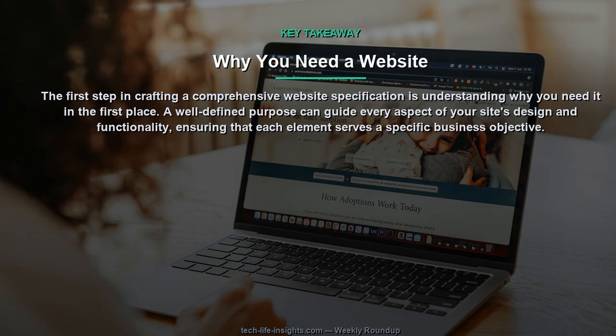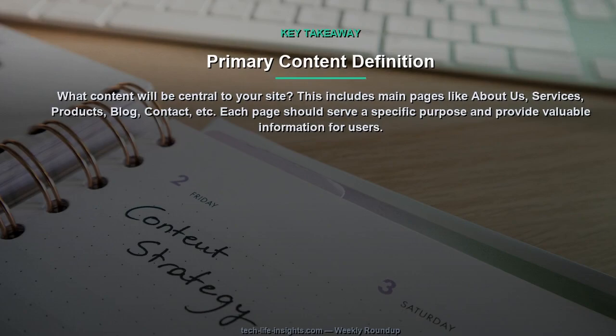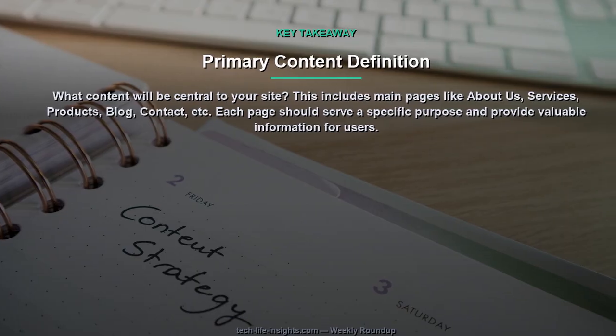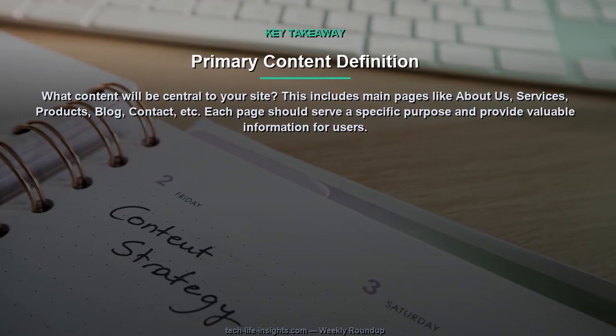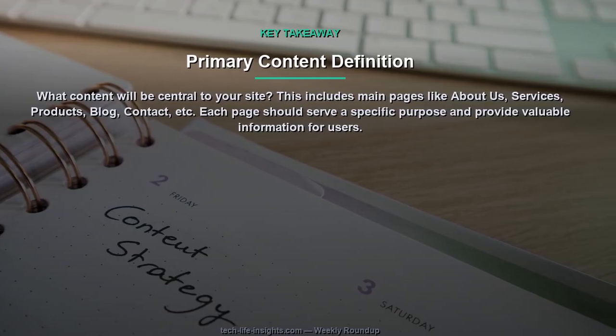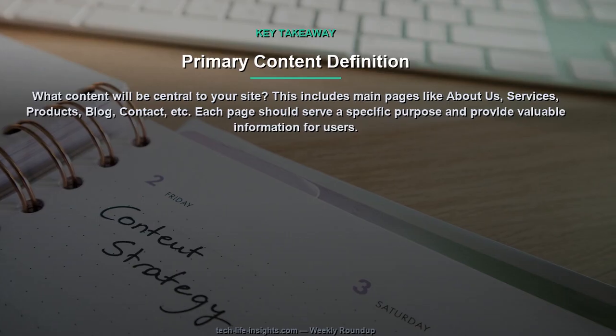business objective. About your business, your website should reflect who you are as a brand. Primary content definition. What content will be central to your site? This includes main pages like About Us, services, products, blog, contact, etc. Each page should serve a specific purpose and provide valuable information for users. Define your primary pages: About Us, introduce your team, history, and values.